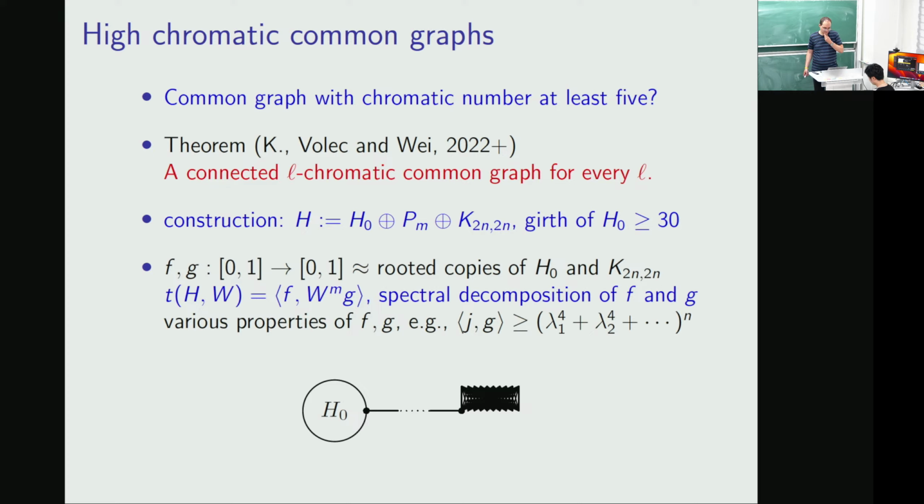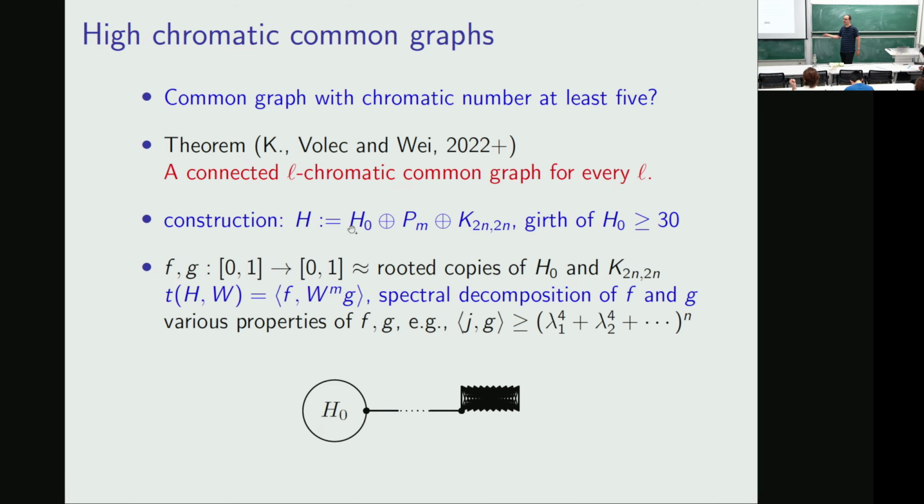So this is the construction. We actually proved something stronger: for every graph that has girth at least 30, if one takes that graph and a sufficiently long path, and a sufficiently large complete bipartite graph, then this graph is common. The quantification is that for every h0 there exists n0, such that for every complete bipartite graph with at least n0 vertices on every side, for some technical reasons it's better to restrict the numbers of vertices to be even, there exists some m such that this graph will be common.